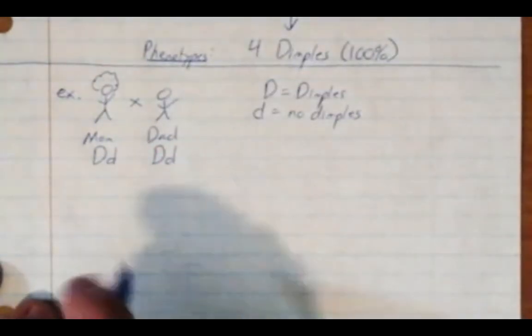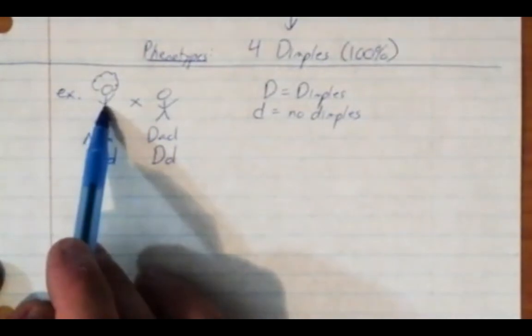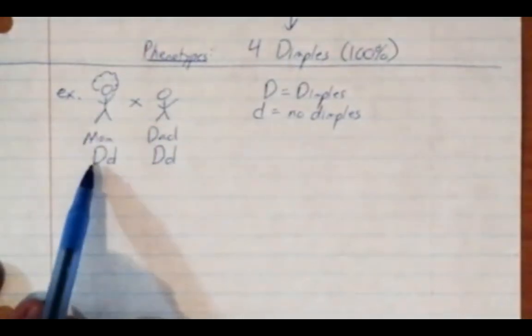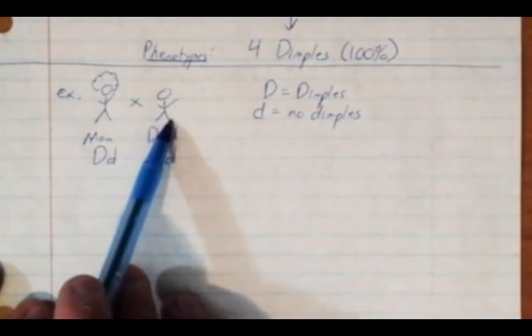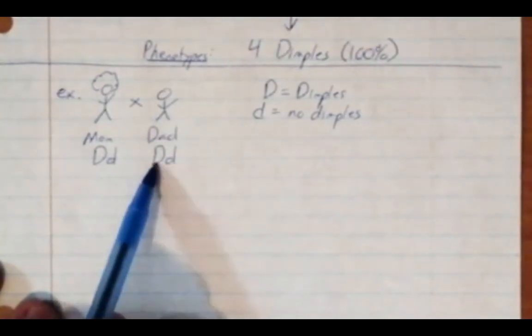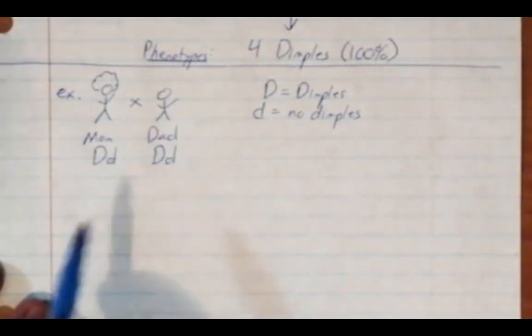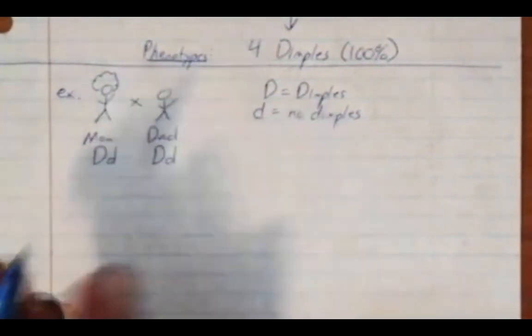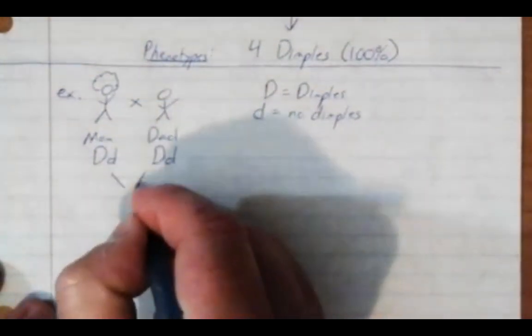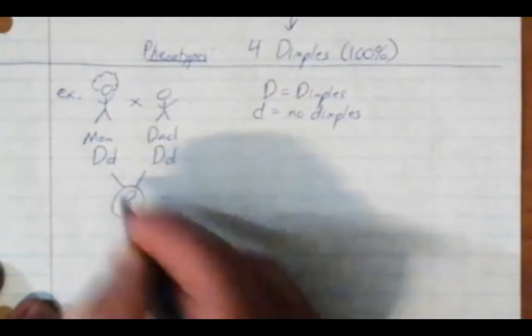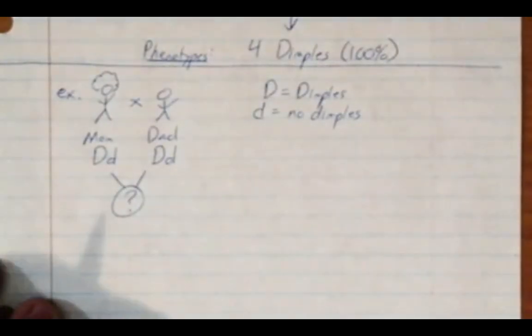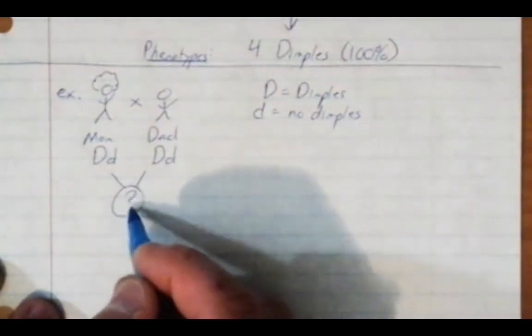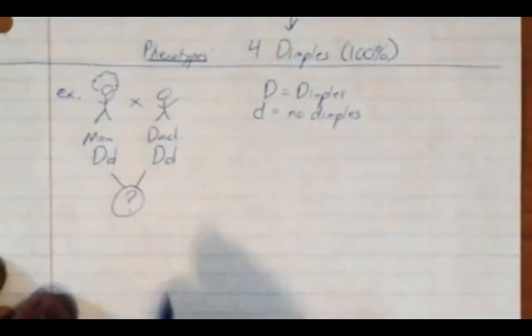Okay, just on a side note, is mom going to have dimples? Yes, because mom has a capital D over the lowercase d. Does dad have dimples? Yes, because capital D over the lowercase d. So both mom and dad have dimples. Okay, so I ask what possibilities for their children could they have? So anytime you get into question mark children, that's when you want to run a Punnett square.